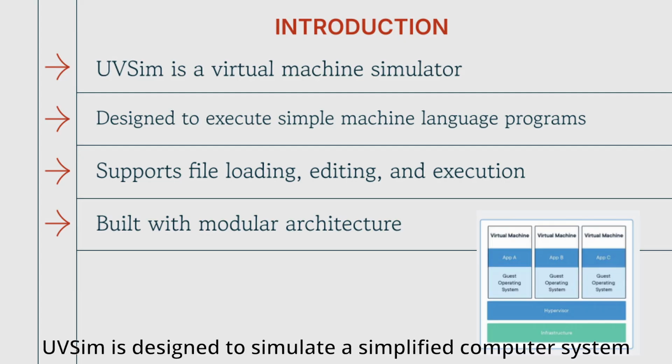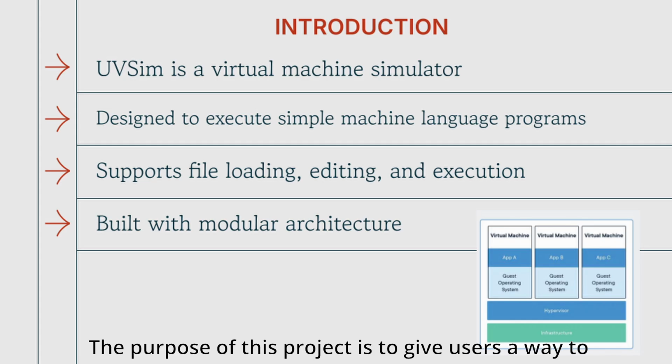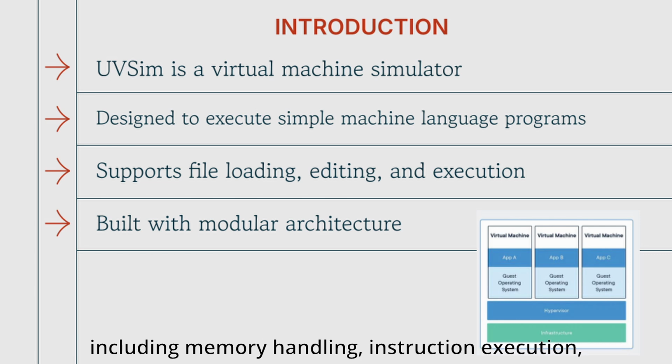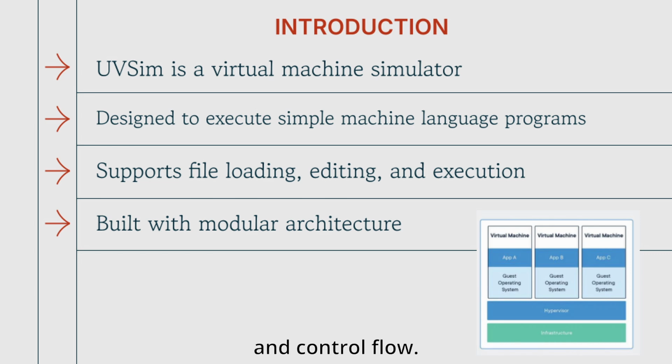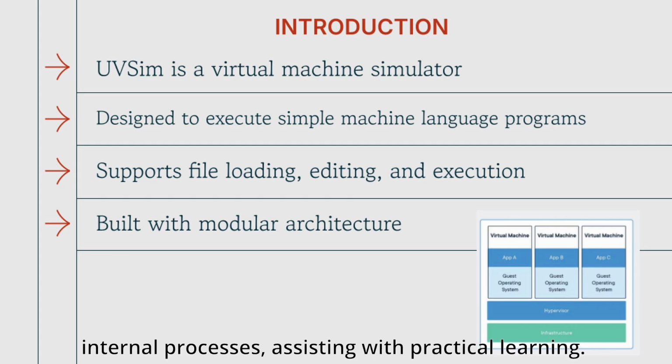UVSim is designed to simulate a simplified computer system that executes low-level instructions. The purpose of this project is to give users a way to understand how machine-level programs operate internally, including memory handling, instruction execution, and control flow. This provides a clear visual representation of these internal processes, assisting with practical learning.